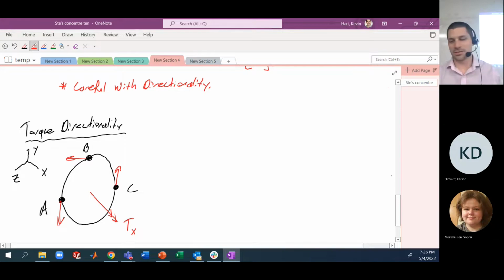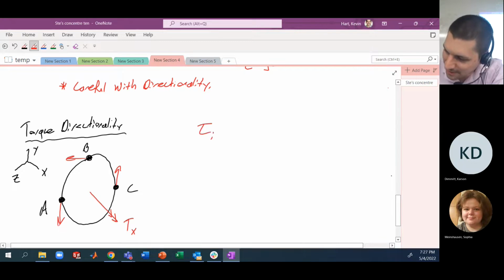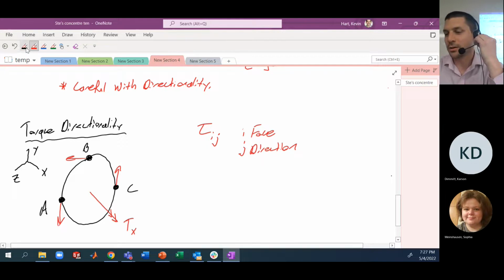So let's talk about what each of these shear components actually is. Now, we know that generally our subscripts on shear, IJ, would be the I face, J direction, right? So what about point A?